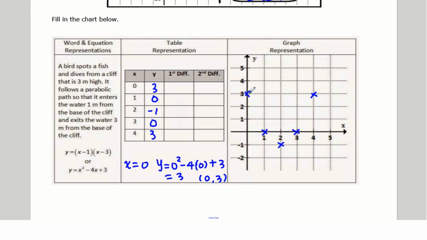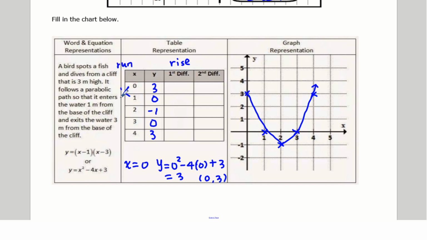If we connect it, you will see it is a parabola. It's a U shape. Then we are going to see, if we are just given a table of values, how you can tell whether it is a linear or quadratic relation. So we are going to find the first difference. The first difference you could think of as the rise, and the difference of x is your run.